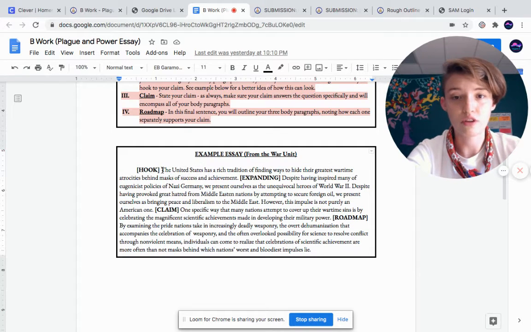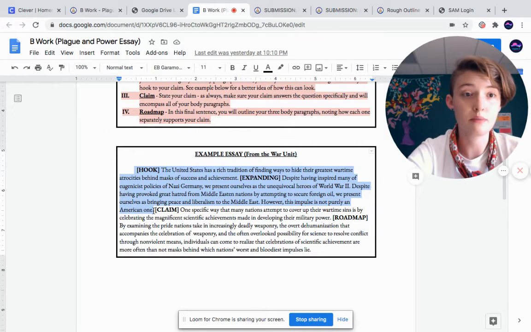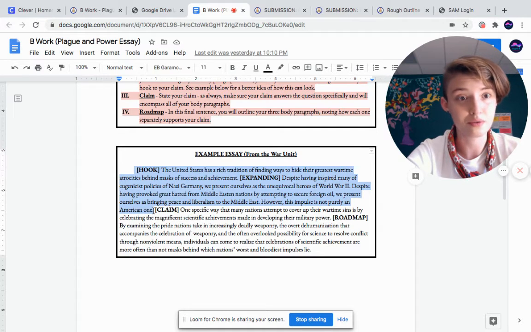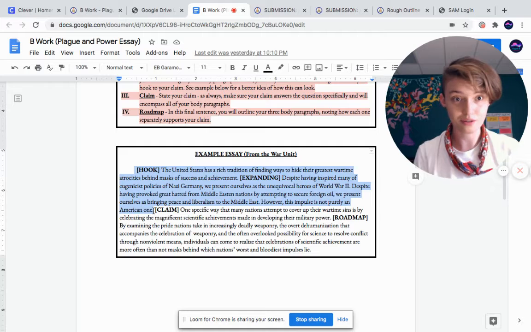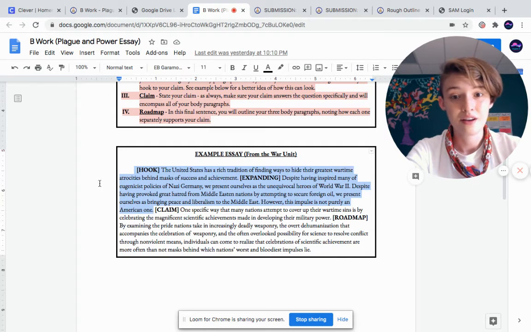So we start with our hook. And the thing about hook and expanding, right? Hook and expanding can be as creative as you want it to be. Y'all are getting into more advanced writing, so you get to do more things on your own, right? We'll talk more about this in a sec. Let me read through them first.